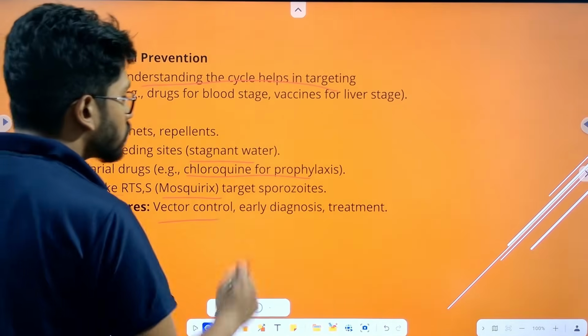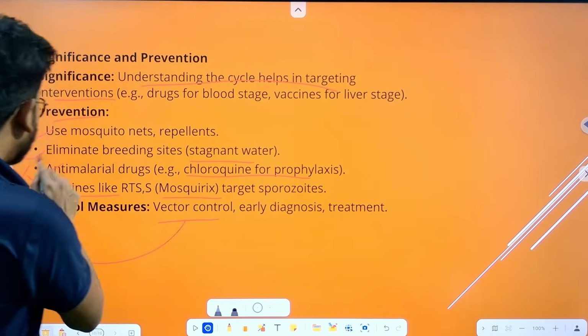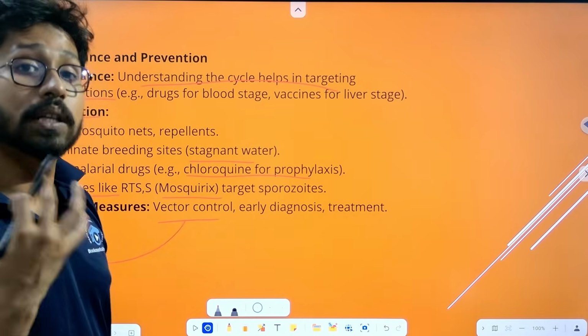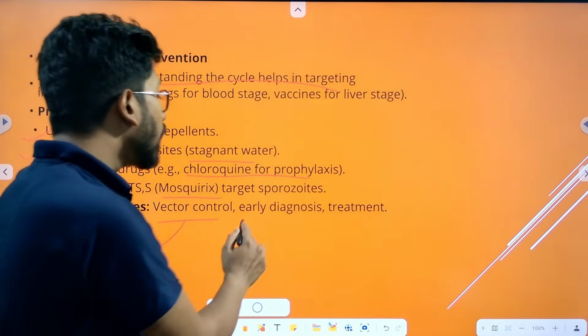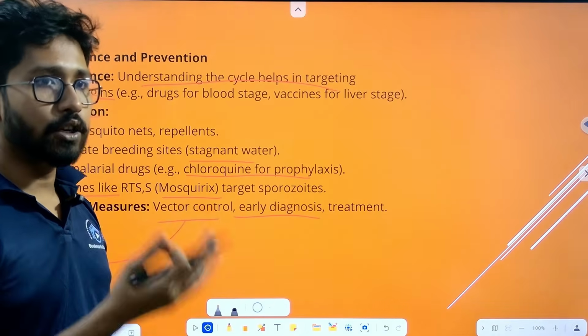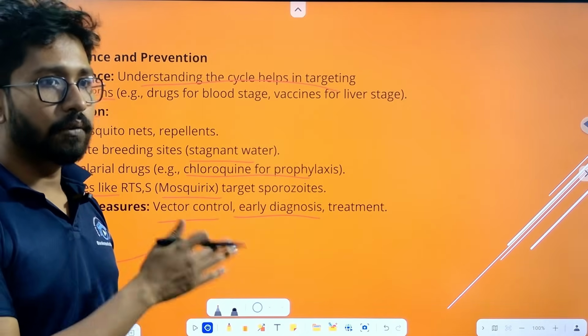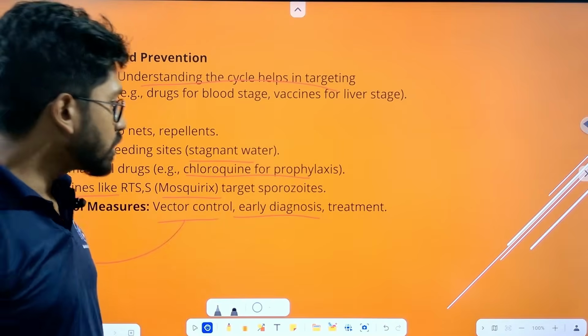Control measures, vector control. Again, vector control means we cannot stop them properly, but we will try to stop their breeding as much as possible. We will check on patients and try to get early diagnosis so the infected patient can be isolated and treated as such, and of course treatment.